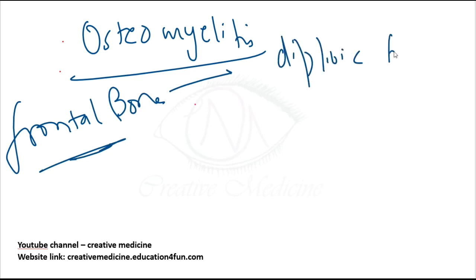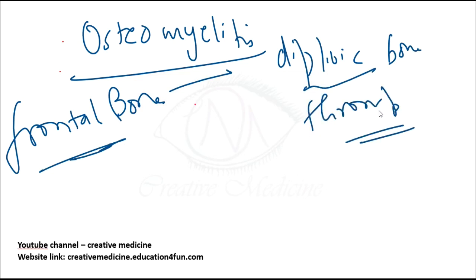Because it is diploic bone, it has veins in it. So thrombophlebitis is more common in the diploic bone, which can result in osteomyelitis. Then what are the clinical features? The patient presents with fever, malaise, and headache.